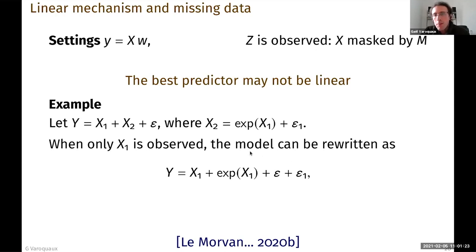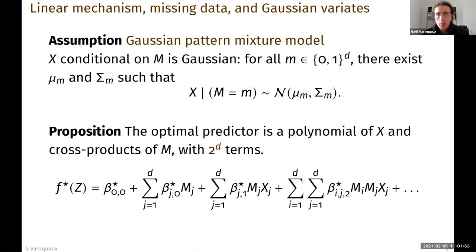And then the optimal predictor is written as y, which is the sum of x1 and an exponential of x1. So this nonlinearity is introduced because of the link between the two variables. When I'm removing one variable, the best thing that the model can do is use this link. So even with a linear generating mechanism, we may not have a best predictor which is linear. So we need to add extra assumptions.